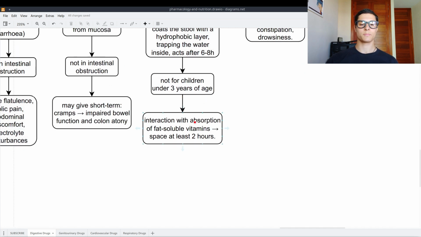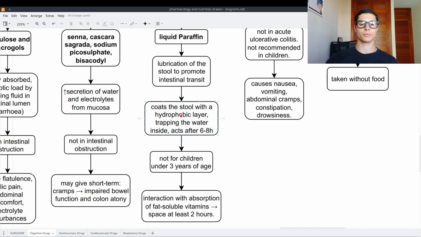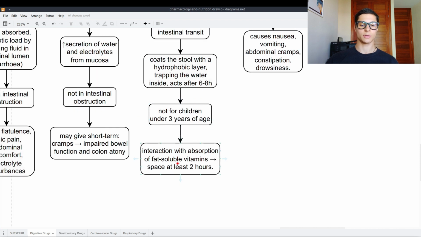And there is an interaction with the absorption of fat-soluble vitamins, because indeed they are not going to be absorbed, as this hydrophobic layer blocks their absorption. So we have to space them at least 2 hours.